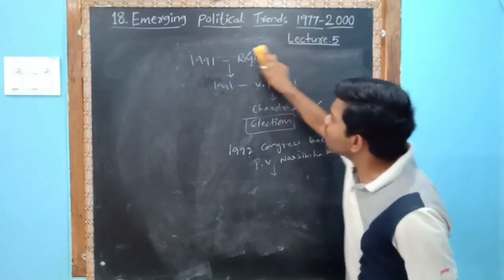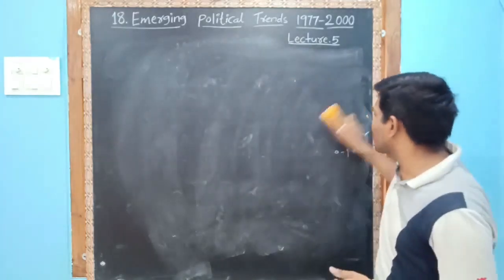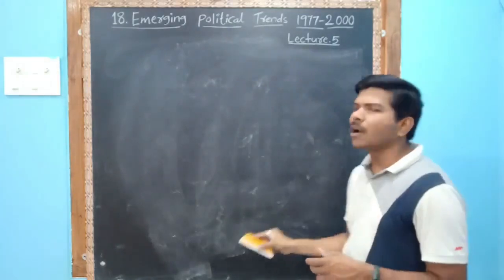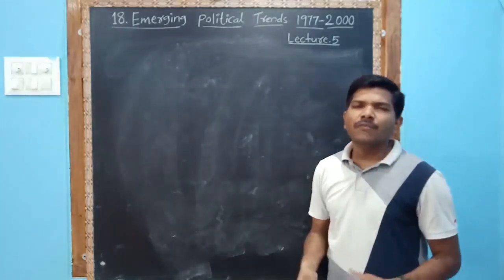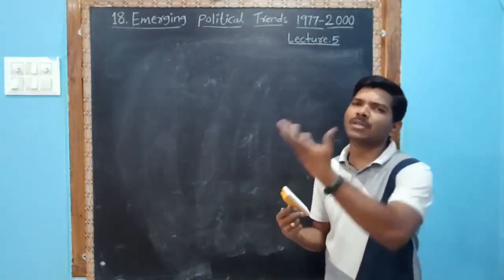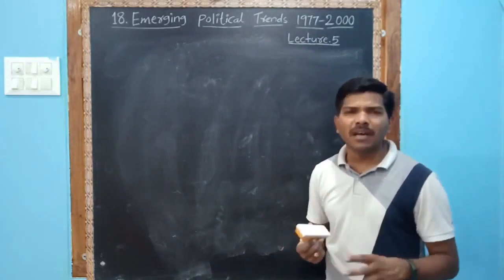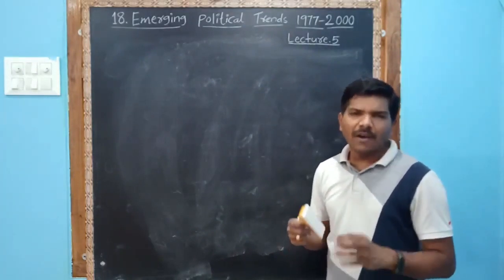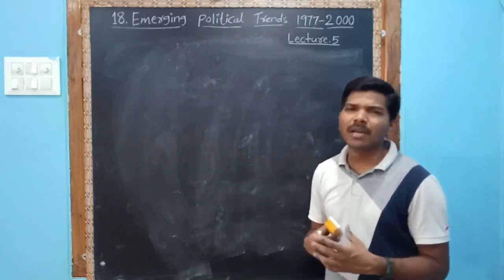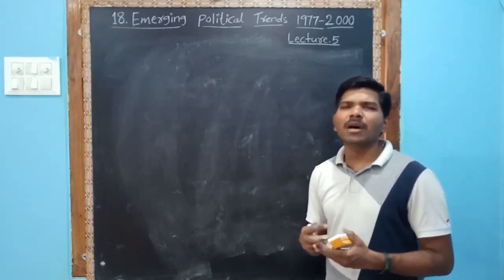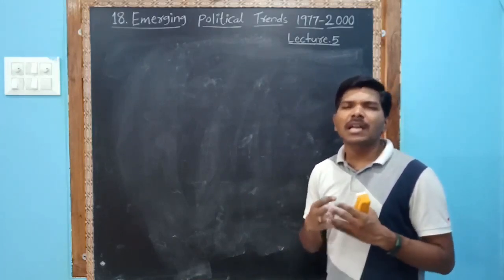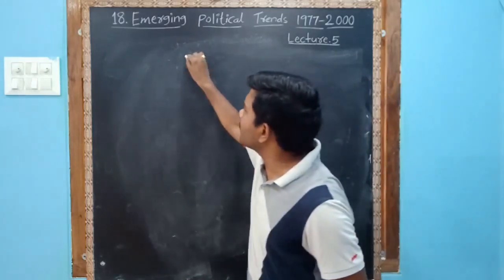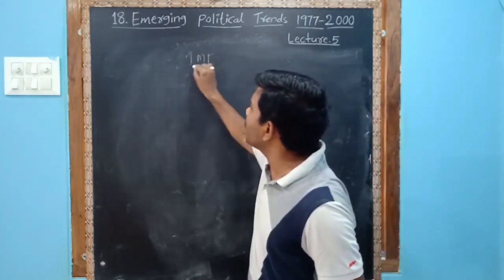I repeat, when P.V. Narasimha Rao became Prime Minister, our economic conditions were very bad. We took so many loans that we had to pay to other countries. We didn't have money. Our money was exhausted. So the P.V. Narasimha Rao government adopted certain liberalization policies. They adopted International Monetary Fund policies.